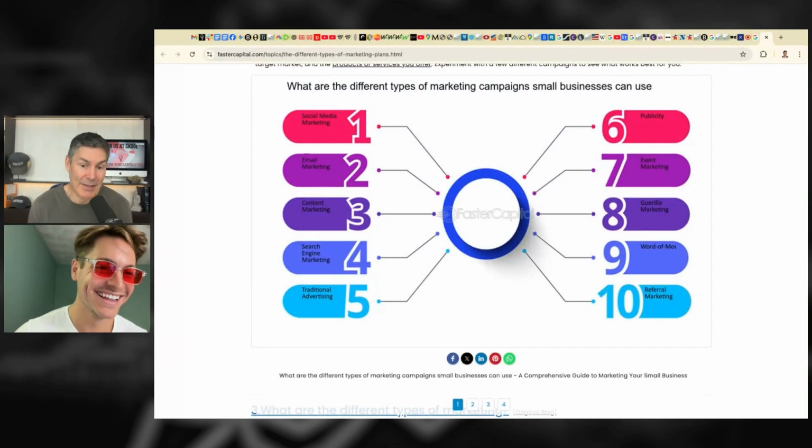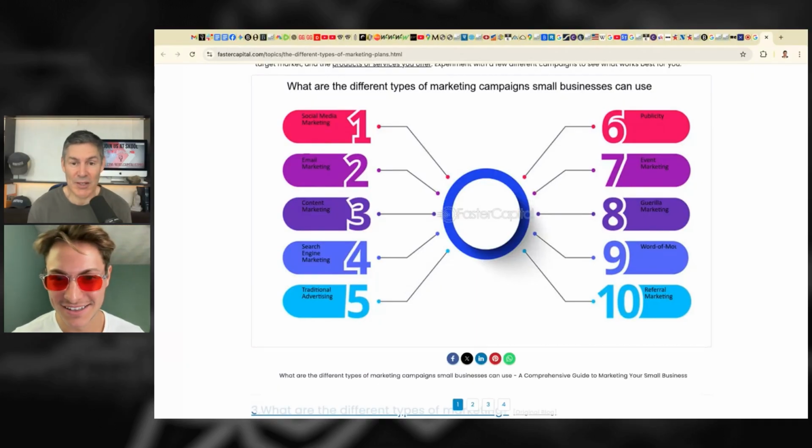But it is a tactic that I would definitely consider even today if I was with a startup that had zero budget, but I would combine it with social media.